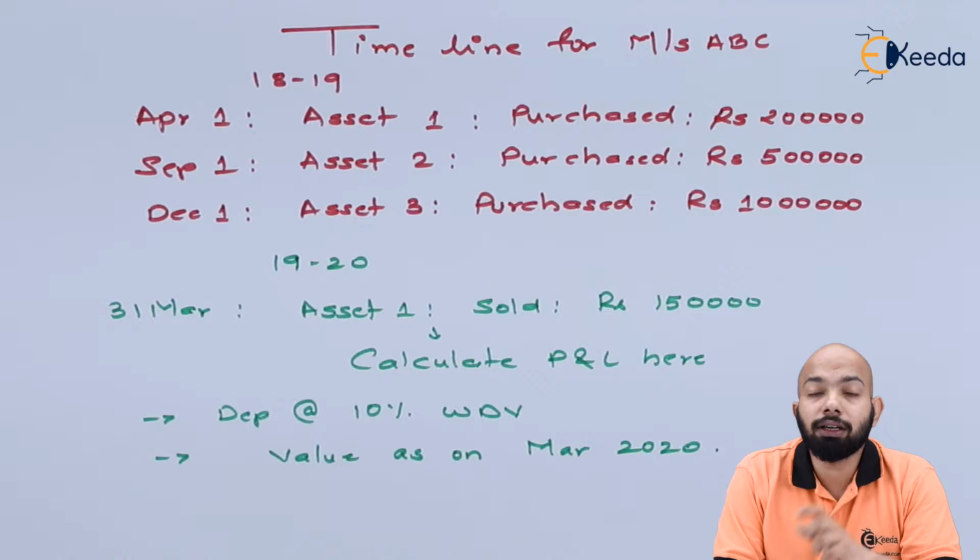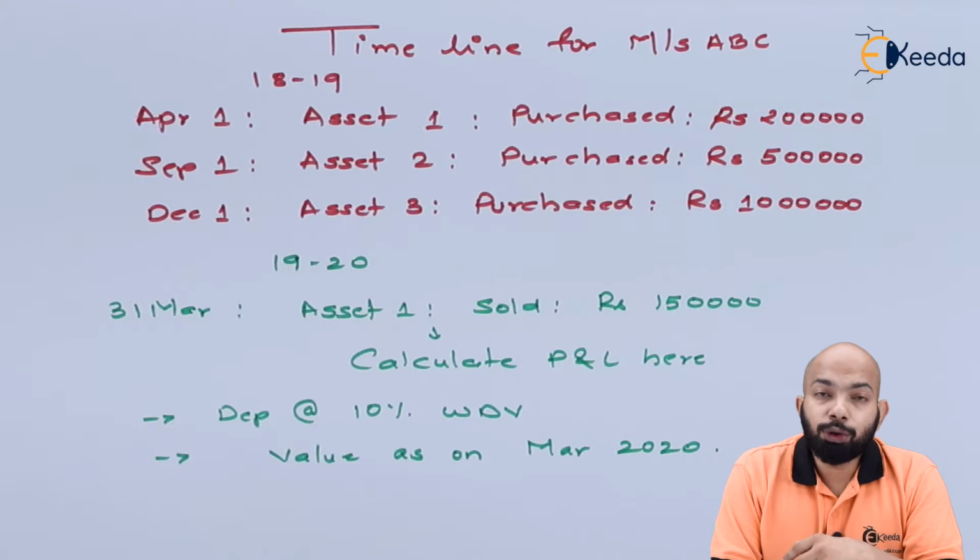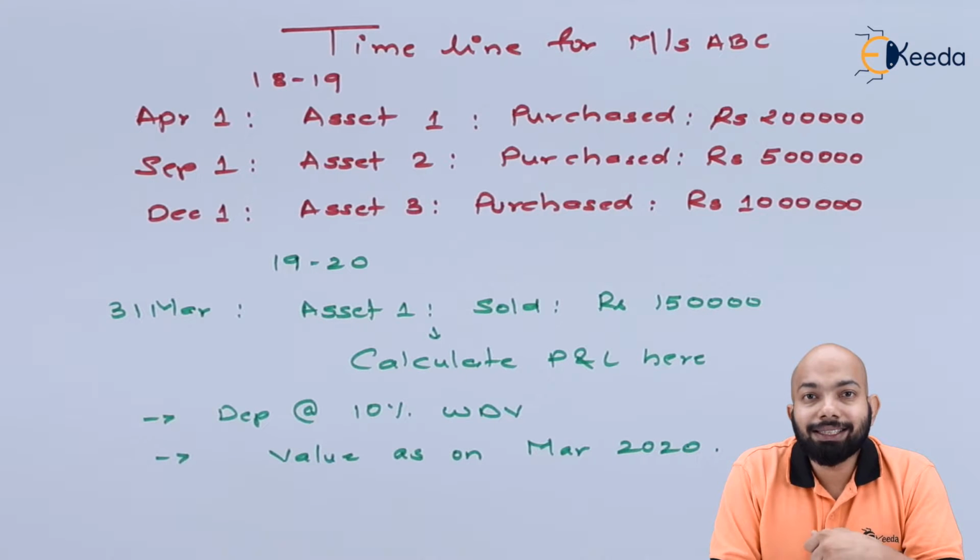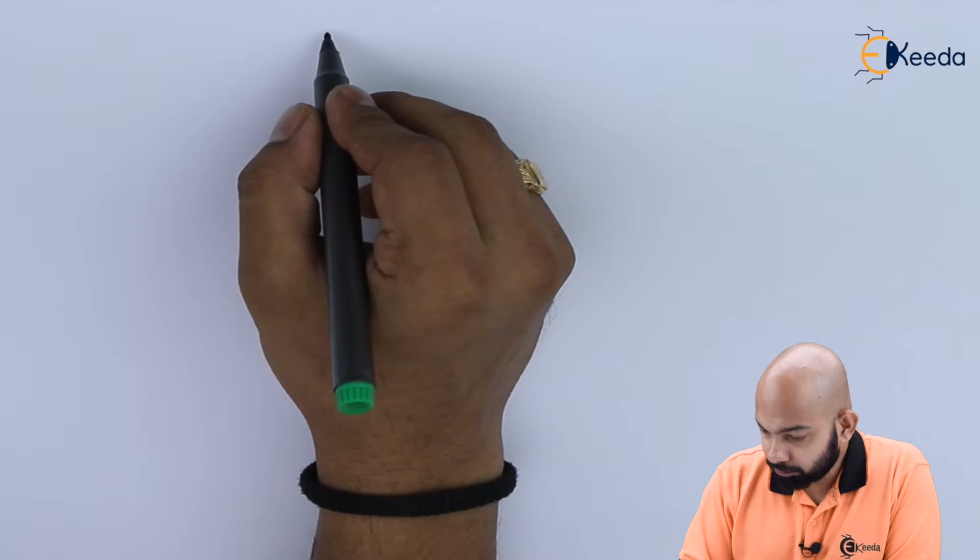Now for the second year, again you have depreciation entries, and now that we have a specific sale transaction in the second financial year, we'll calculate profit and loss after the depreciation has been adjusted. After this, we have to show the value of all the assets that we hold as on March 2020. Let's figure it out with the working notes first for the financial year 18-19.